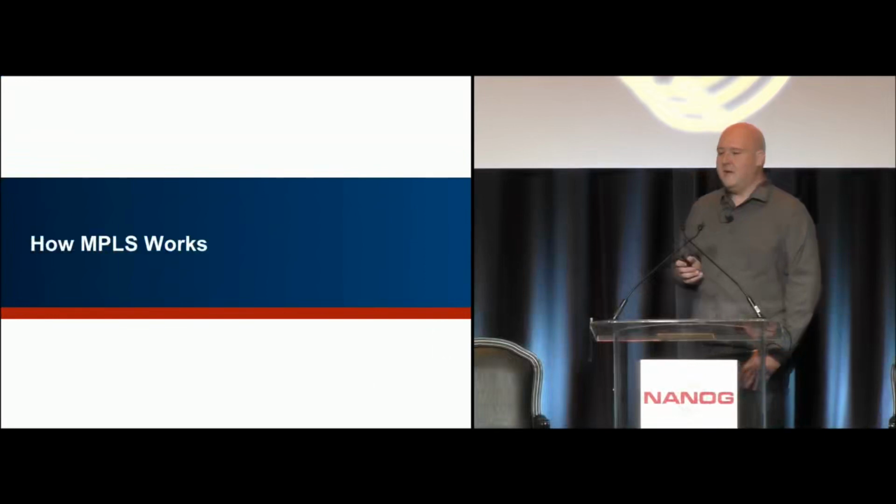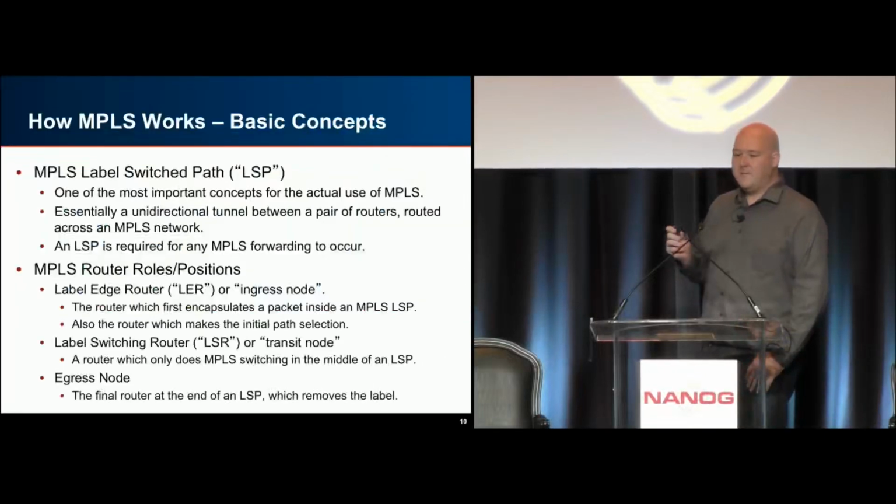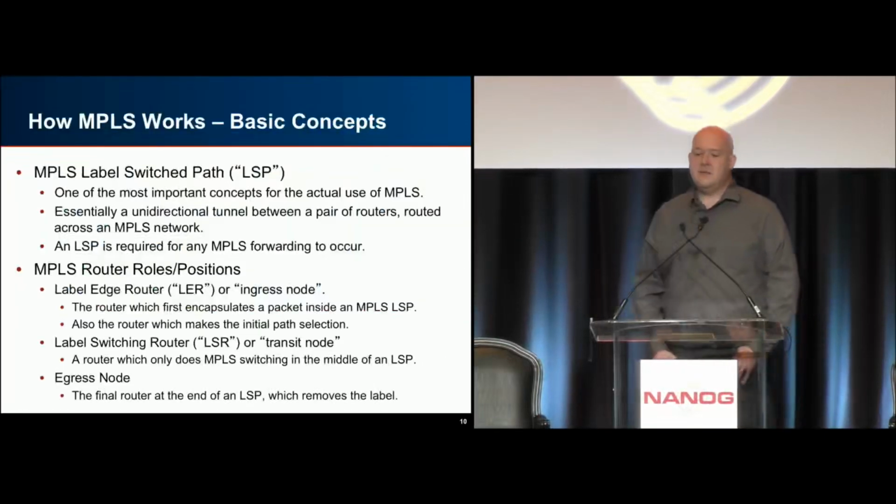So I'm going to talk a little bit about how MPLS works. So the most basic concept in MPLS is what's called the LSP, the label switched path. So basically, an LSP is a unidirectional tunnel between a pair of routers. So you have your source router, you have your destination router, and it's that one direction. It's a flow from source to destination, and generally speaking, it's going to define a path.